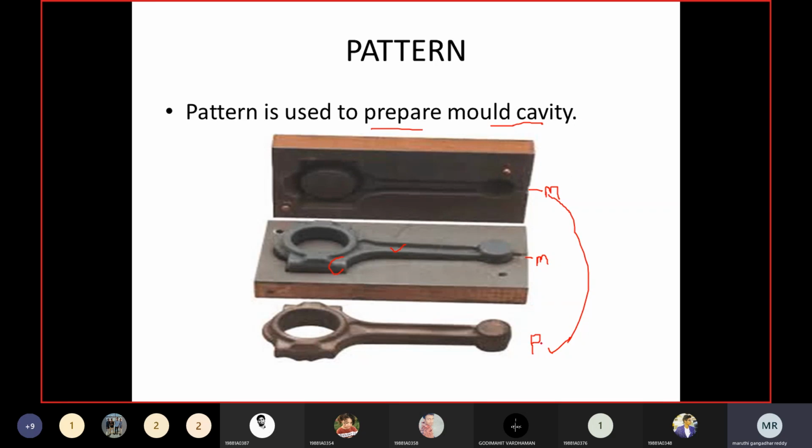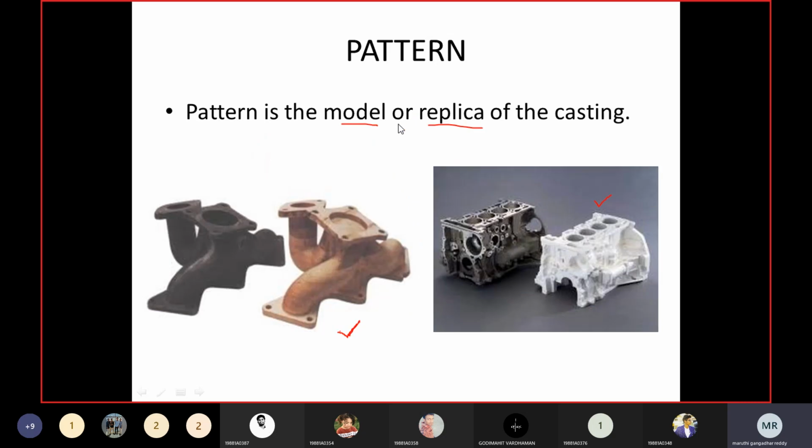With the help of the pattern, I am preparing the mold cavity, and into the mold cavity I am pouring the molten metal, and after solidification I am going to get a cast. Okay, this is called an introduction to the pattern. What is called a pattern? It is the model or replica of the casting.